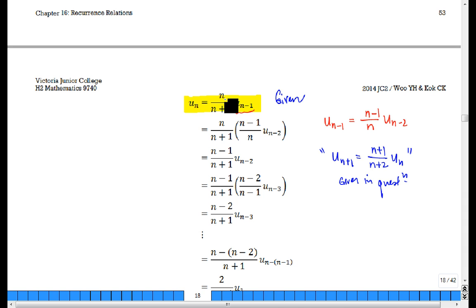Now, I repeat the recurrence again. Again, what is Un? What is this part in U(n-1)? So I replace the n with n minus 2, and I will get this expression.